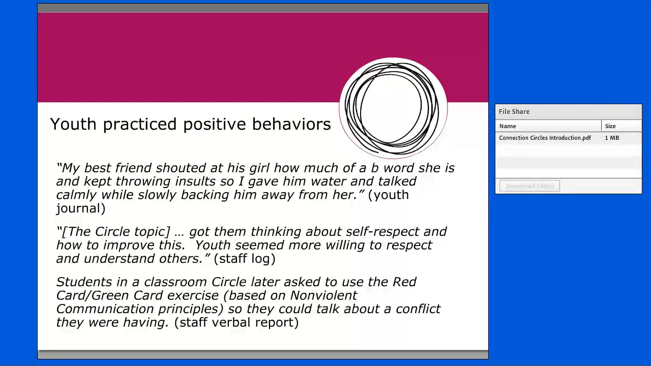And it was reported to us by a staff member that students in a classroom circle later asked to use the red card, green card exercise, which is based on the principles of nonviolent communication, so that they could talk about a conflict they were having in a productive and effective way. And this happened more than once, that youth would ask to use this exercise as a way to work out conflicts that they were having.